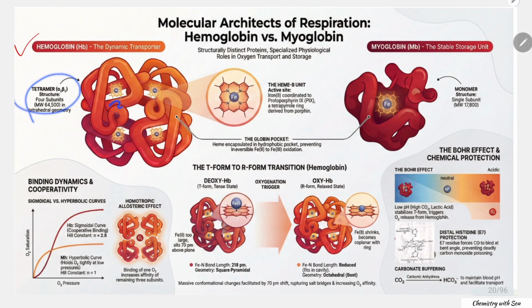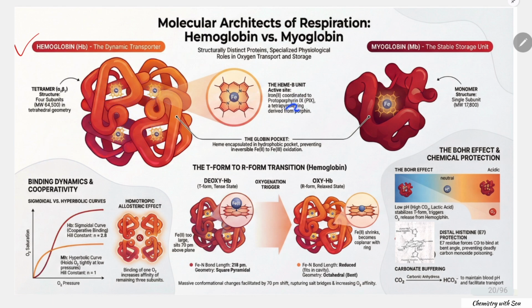And this is a tetramer. This is a heme, this is heme, this is heme, this is heme, and it is surrounded by the globin protein. So this is a tetramer containing 2 alpha and 2 beta units. These alpha and beta are protein chains, globin protein chains basically. And this is a kind of tetrahedral geometry. If we connect these 4, they are present in a tetrahedral arrangement.